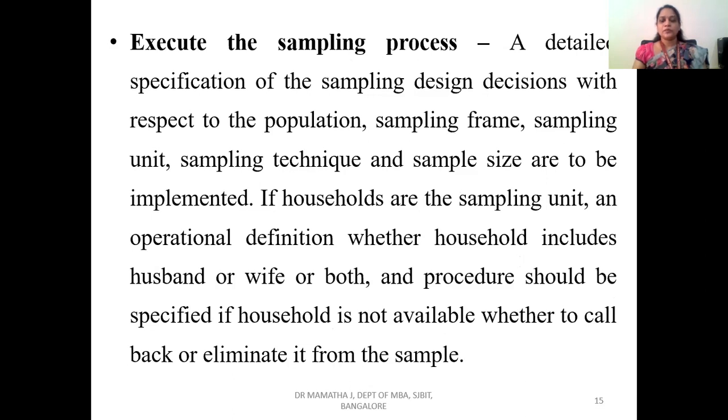Then execute the sampling process. Once you know who your population is, how many you want as your sample, and from where you're going to get the database for your sampling unit, and you know the numbers also, then you start executing, drawing the sample using some probability or non-probability technique. Then you will achieve the sample. This is called the sampling process.